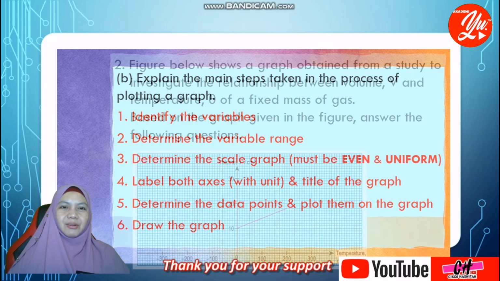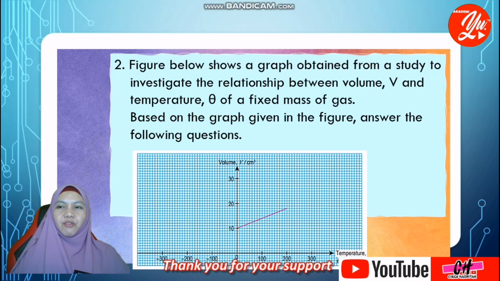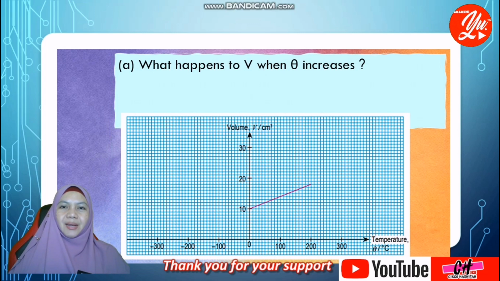Okay, how about the next question? Now you are given a figure. It shows a graph obtained from a study to investigate the relationship between volume V and temperature theta of a fixed mass of gas. Based on the graph given, you have to answer the following questions. So this is the graph you are given, a graph of volume in cubic centimeter against temperature in degree Celsius. Okay, the first question: what happens to volume when theta increases?